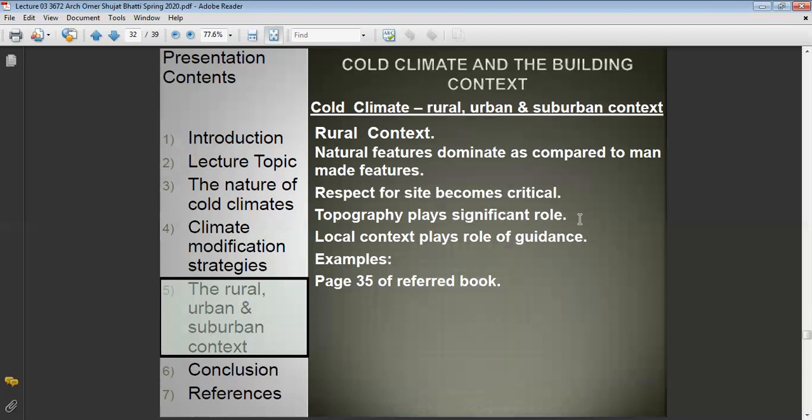In the cold climate, we are going to discuss a bit about the rural, urban, and suburban context. When we talk of the rural context, natural features dominate as compared to man-made features. Respect for the site becomes critical because those natural features need to be retained. If they are not retained, that means the rural site is going to lose the true essence of it, and in that case, those assets of nature will not be available.